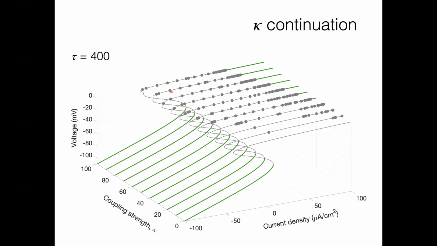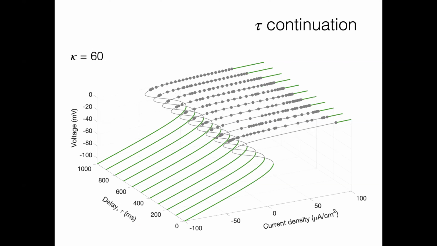In a similar way, we can do a continuation for a fixed value of kappa, but changing tau, which emulates what was done in the laser experiment. And again, we see something very similar. So remember here, kappa is chosen to be 60. So even at 0 delay, the cell is coupled to itself just with no delay. But we still see a very simplistic bifurcation scenario. However, as we increase delay, we start seeing this collection of Hopfs.